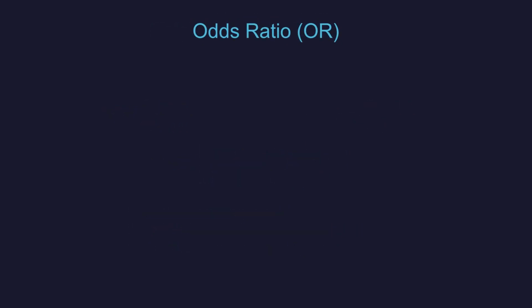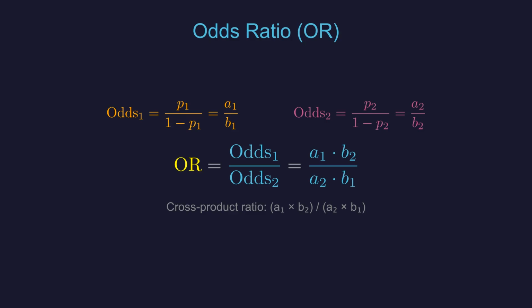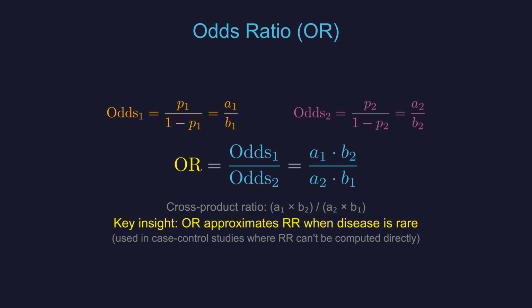Now for the odds ratio. Instead of comparing risks, we compare odds. The odds in the exposed group is a1 over b1, or equivalently, P1 over 1 minus P1. Similarly for the non-exposed group, a2 over b2. The odds ratio is the ratio of these odds, which simplifies to the cross product: a1 times b2 divided by a2 times b1. A key insight: when the disease is rare, the odds ratio closely approximates the relative risk. This is why the odds ratio is used in case control studies, where we can't compute the relative risk directly.